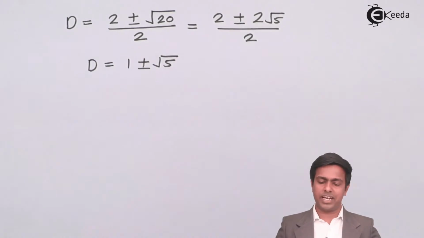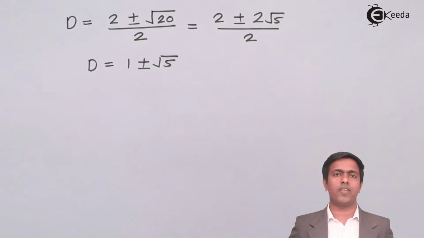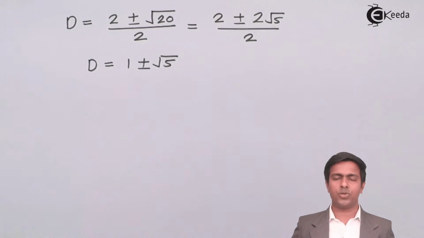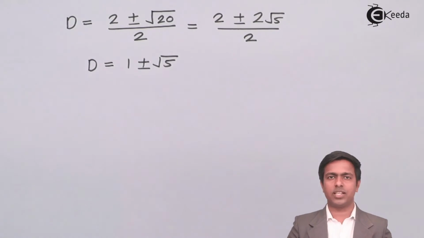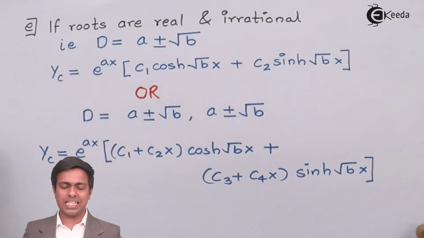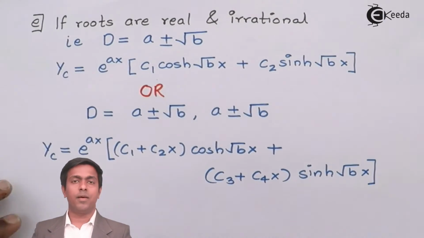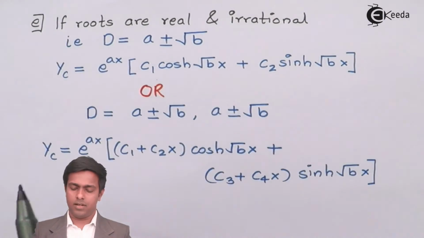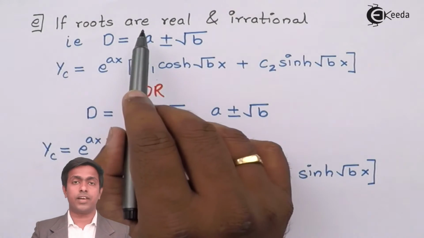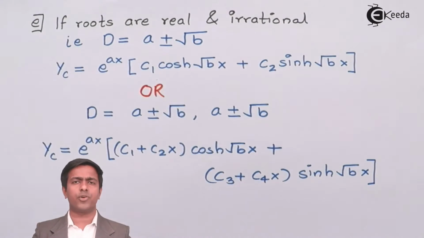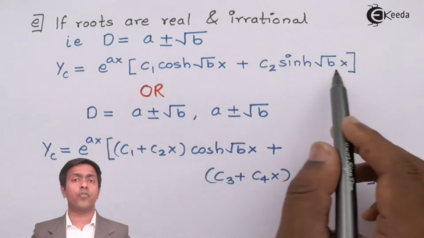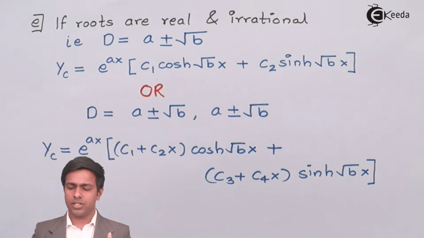So now guys, we are getting roots as 1 plus root 5 and 1 minus root 5, and let me tell you that this is a real and irrational root. So we are going to find out yc for this root by using the method of real and irrational roots. So here on the screen you can see the method for the roots of the given equation, and if the given equation is having the roots as real and irrational, here you can see how to find out the solution of such an equation.